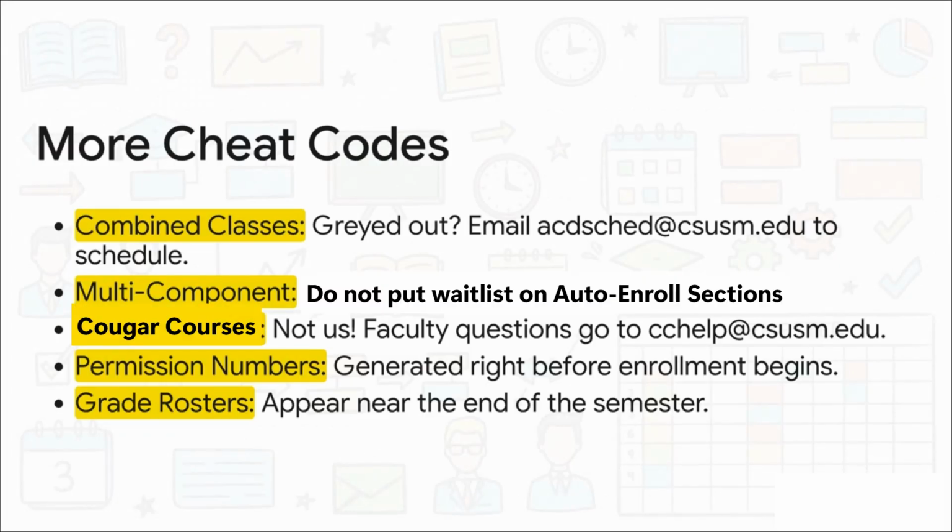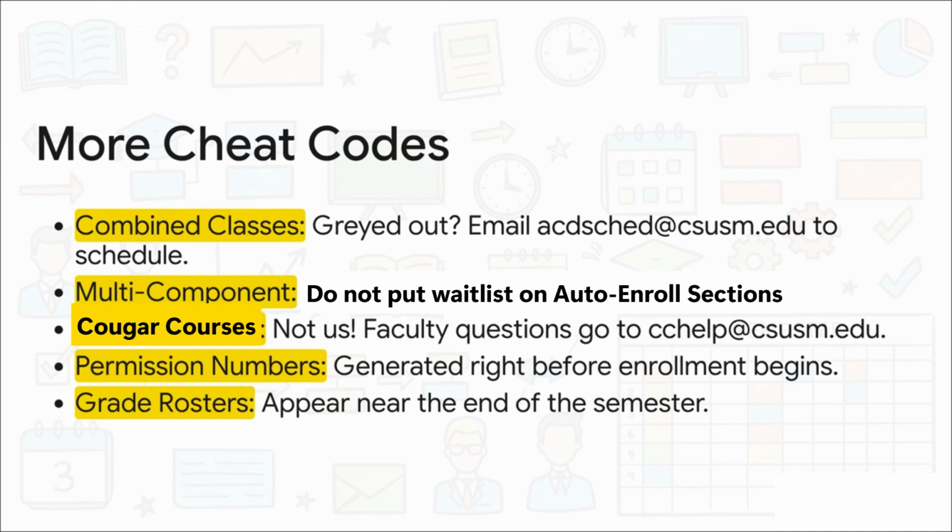Here are a few more quick hitters for you. See a class that's all grayed out? That's probably a combined class. Don't panic. Just email us the details and we'll get it sorted. Next, for classes with multiple parts, like a lab, never ever put a waitlist on that auto-enroll section. The system gets confused and it'll block students from enrolling, even if there are open seats. If a professor has an issue with Cougar courses, that's not us. Please send them over to the right folks.